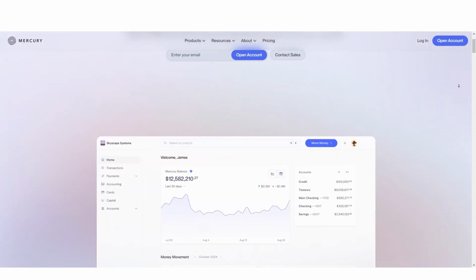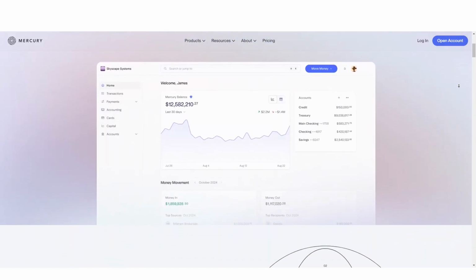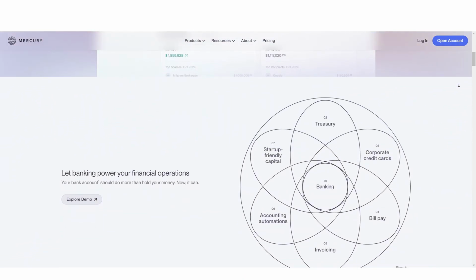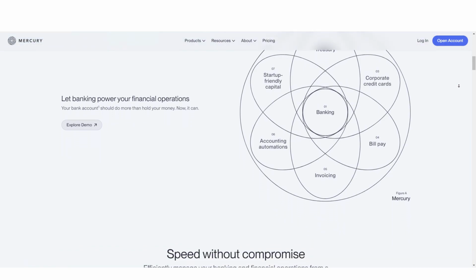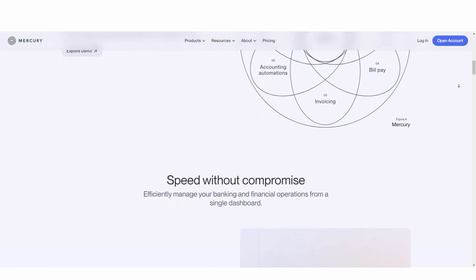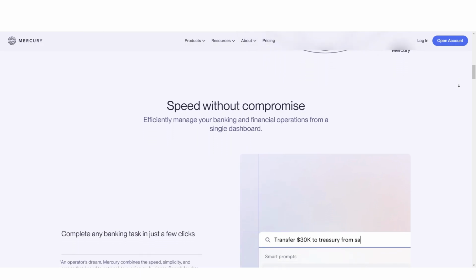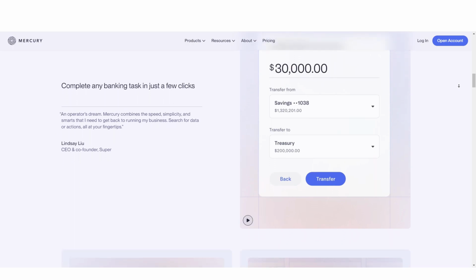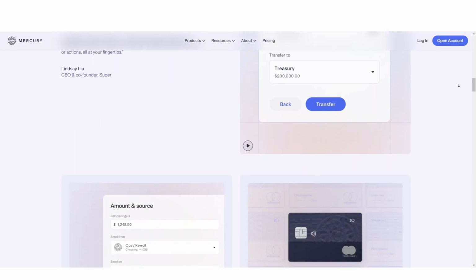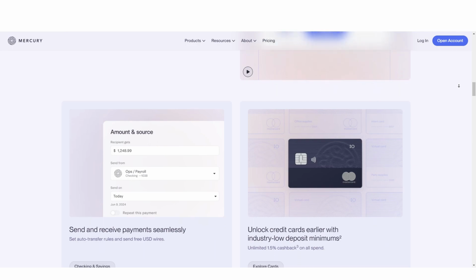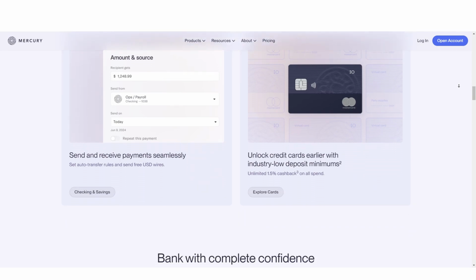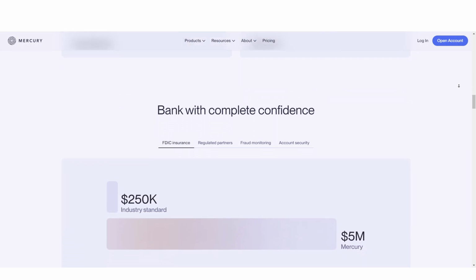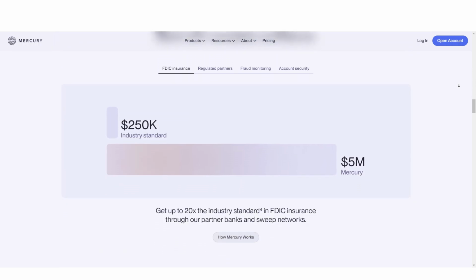Mercury Bank is an online-only bank that offers a range of services to help you manage your business finances. Mercury also offers a unique service called Mercury Treasury, which allows you to earn interest on your idle cash. With Mercury Treasury, you can automatically sweep your excess cash into a high-yield account that earns up to 1.15% APY. Plus, you can access your funds instantly if you need them. In addition to Mercury Treasury, Mercury offers a suite of cash management tools to help you optimize your cash flow.